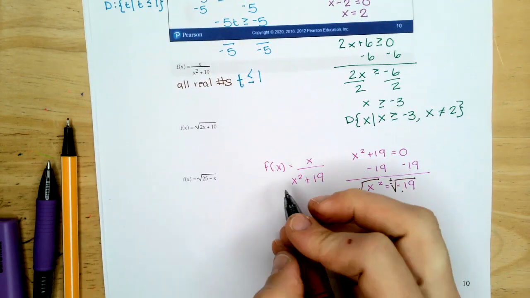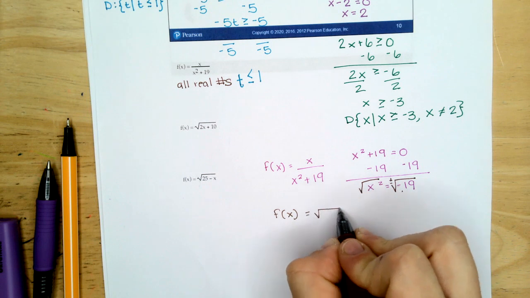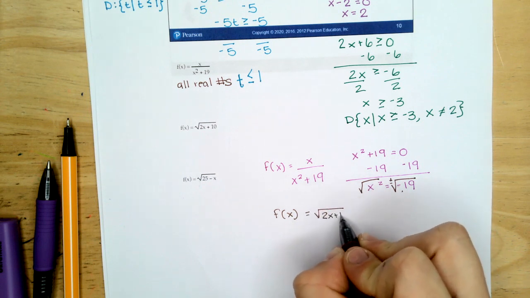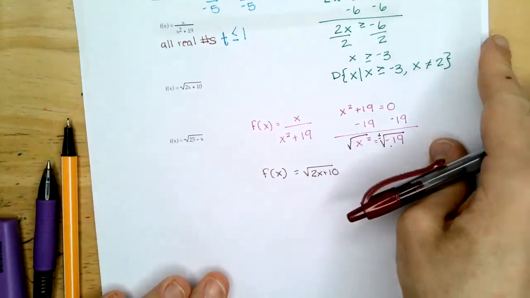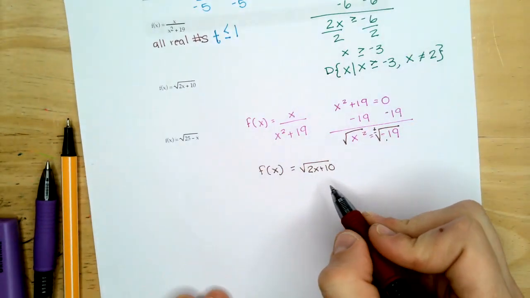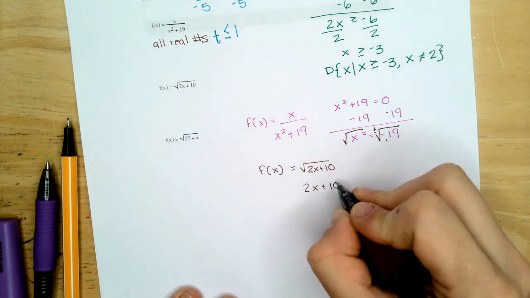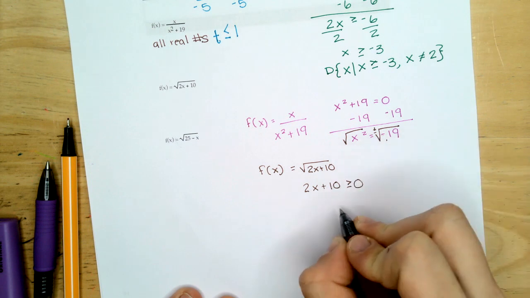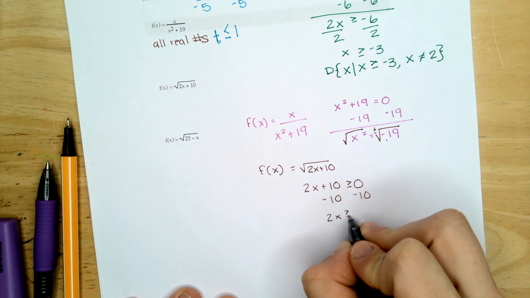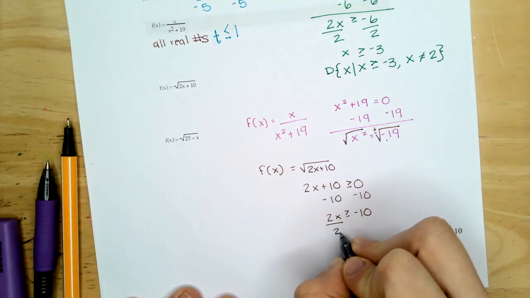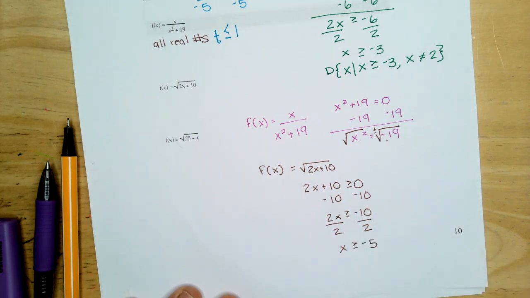Here we have f of x is equal to the square root of 2x plus 10, right? We don't want that to be a negative number, so we're going to say 2x plus 10 is greater than or equal to 0 is the rule. Subtract 10. 2x is greater than or equal to negative 10. Divide by 2. Divide by 2. X is greater than or equal to negative 5.